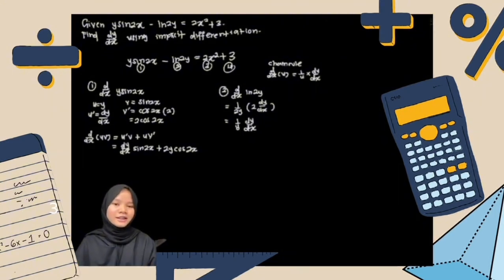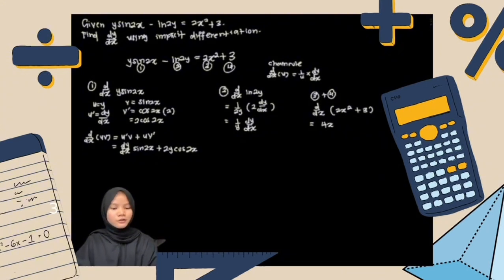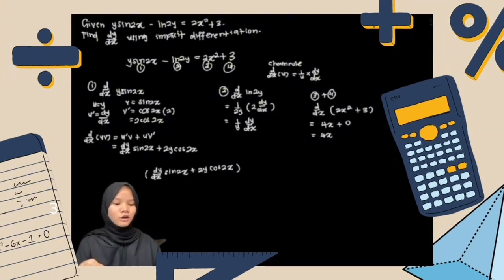Next, we move on to the right hand side, which is the third term and the fourth term. So for the third term and the fourth term, we can simply use power rule to differentiate it. The derivative of 2x squared is 4x, while the derivative of constant 3 is 0. So the result is 4x. Now, we combine back all the differentiated terms together. dy over dx sin 2x plus 2y cos 2x minus 1 over y dy over dx equal to 4x.